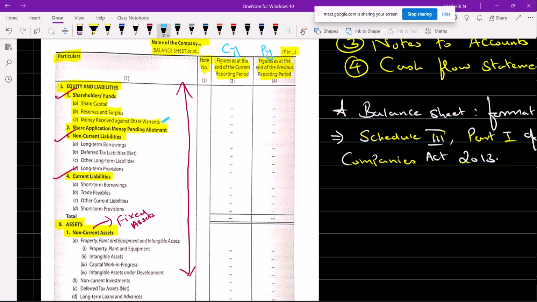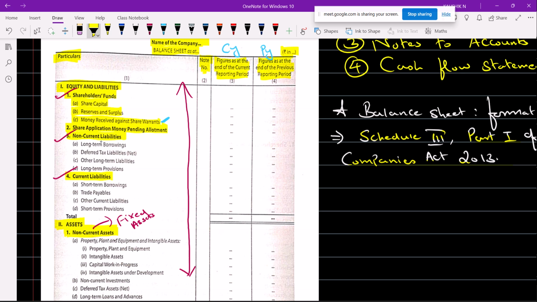So the major head is shareholder funds, and under that the subheads are share capital and reserves and surplus. Whereas money received against share warrants should not be considered a subhead. It is an item that appears under the category of shareholder funds, but please make sure it is not a subhead. Moving on to the second item, share application pending allotment, you don't have any subheads for this, so that's the reason we won't even consider this as a major head.